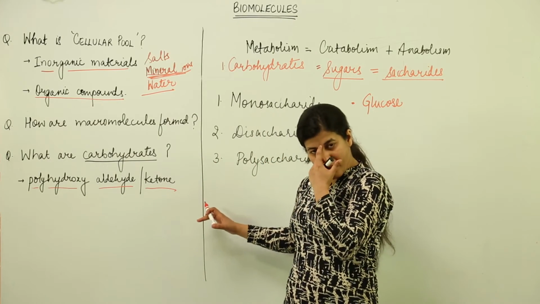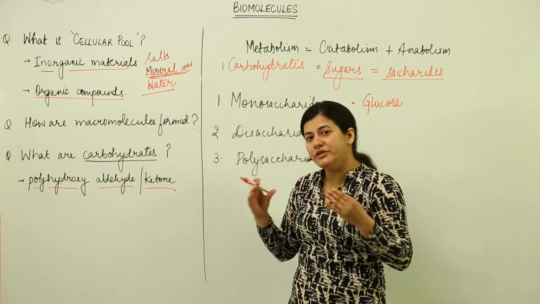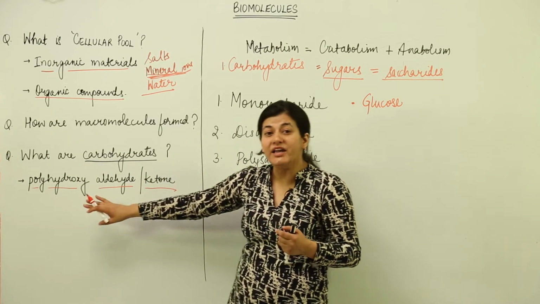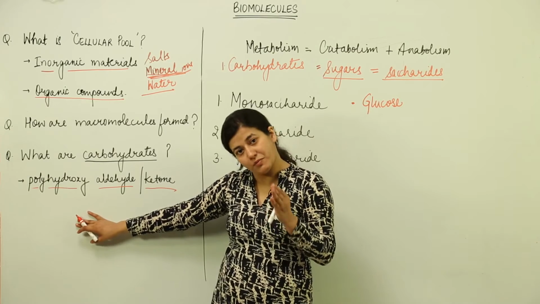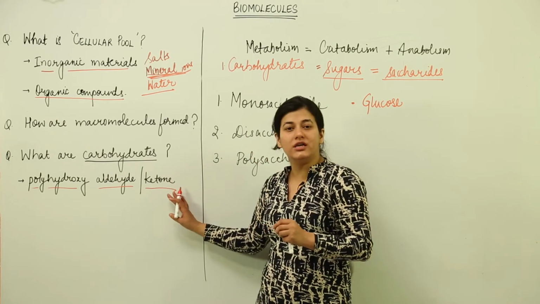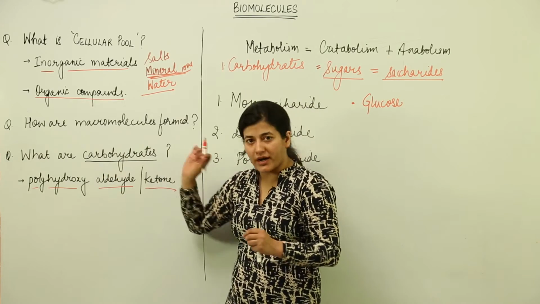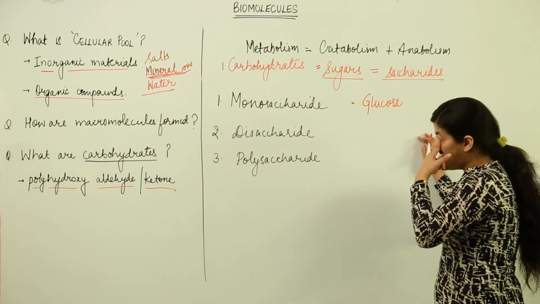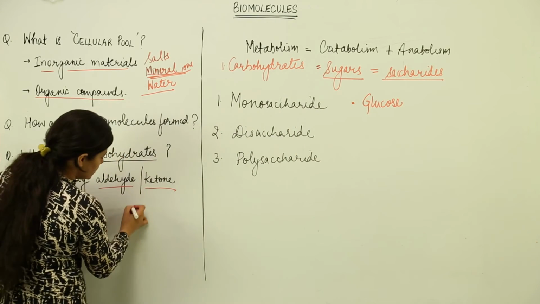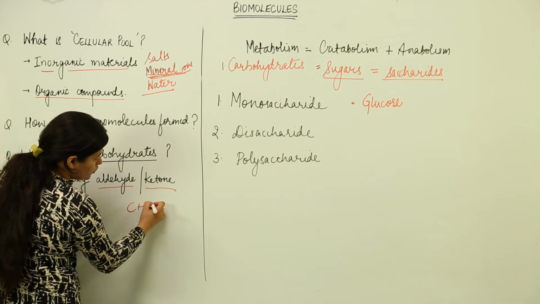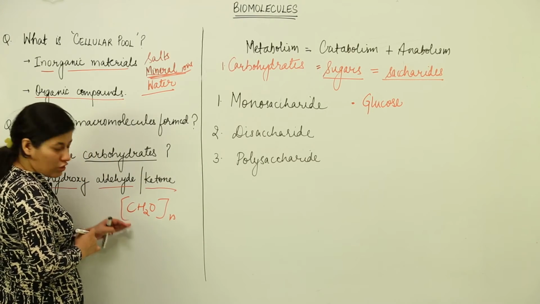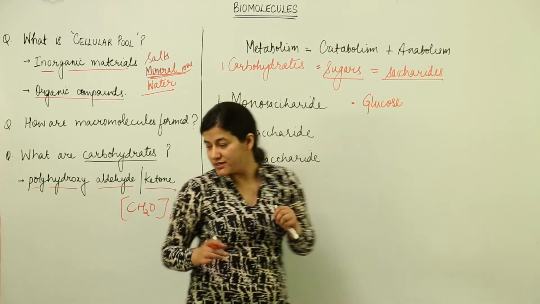So remember that there would be a long carbon chain, or a cyclic carbon chain, with many hydroxyl groups, and the presence of either an aldehyde or a ketone would make a sugar, as in the case of glucose. If we have to understand the empirical formula of carbohydrates, you know that it is CH2O, and this happens to be the empirical formula of any carbohydrate that we take into consideration.